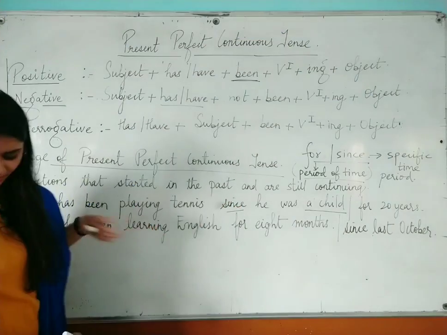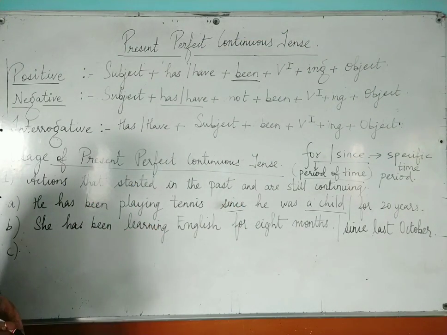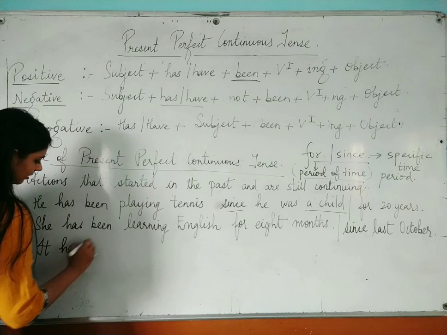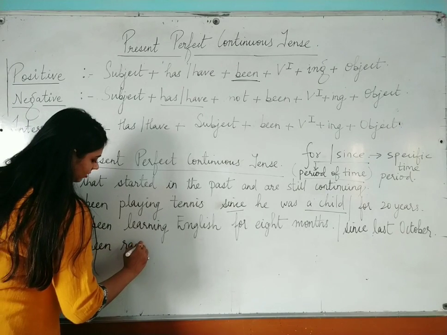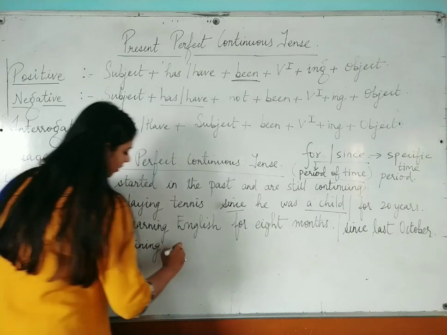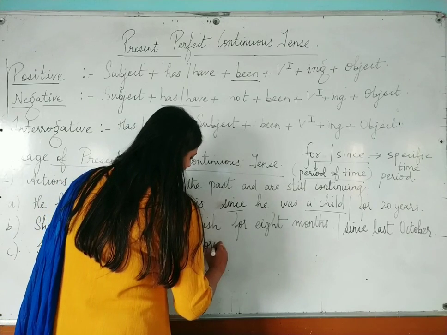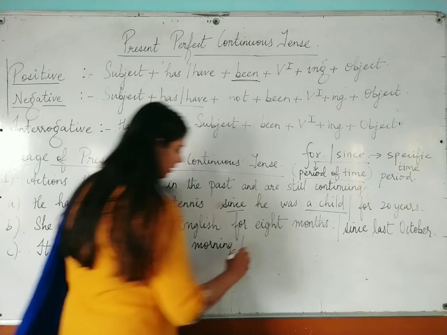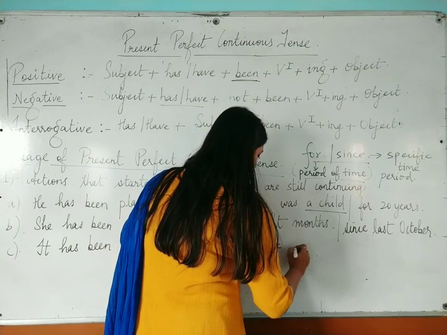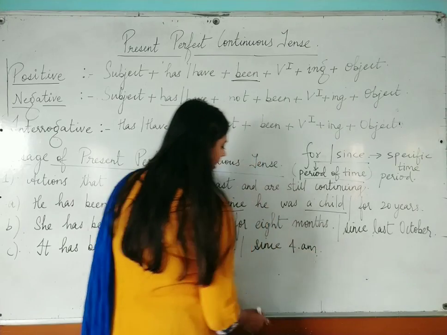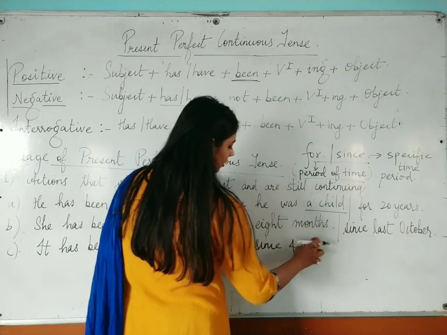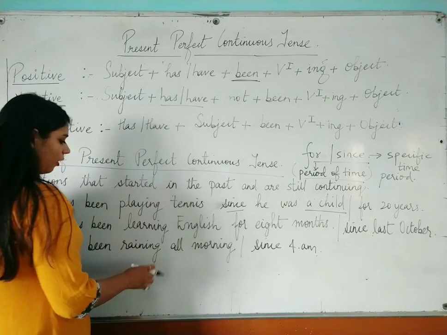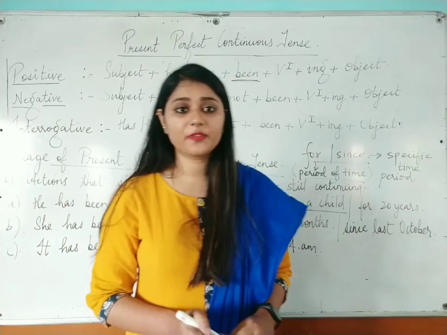Okay. Next example can be like it has been raining all morning. Or another way of writing can be like since 4 a.m. See, in each and every sentence you are using since or for. Okay. Since, if you are using, so you are specifying a specific time period. If you are using for, so you are talking about a fixed duration of time or fixed period of time.